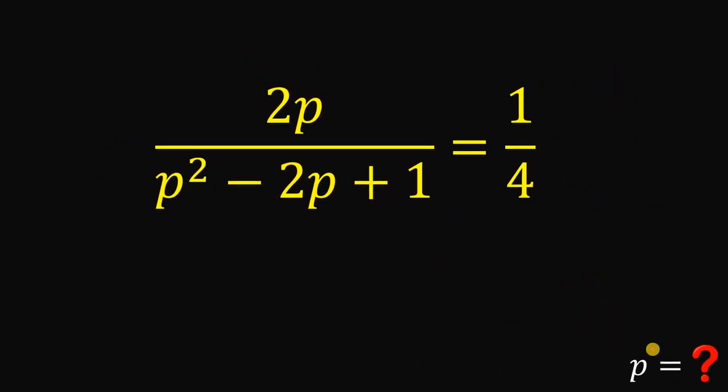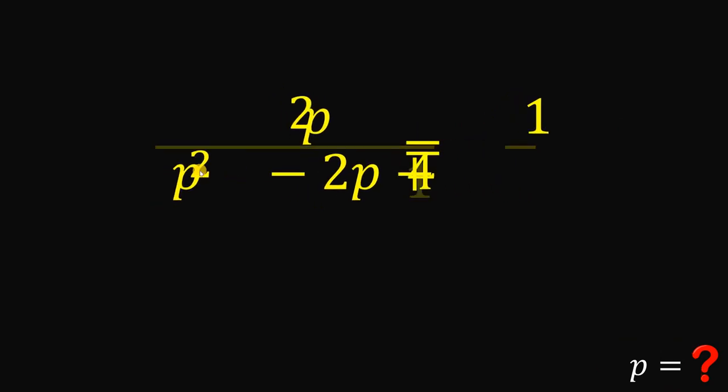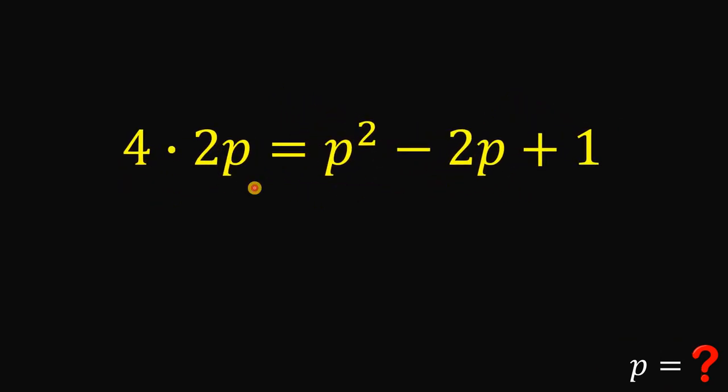Alright, so our goal here is to find the value of p that satisfies this equation 2p over p squared minus 2p plus 1 equals 1/4. How do we answer this kind of question? First, what we're going to do is to cross multiply. And if we do that, we get something like 4 times 2p equals p squared minus 2p plus 1. Multiply by the whole, multiply by 1 is the same thing.